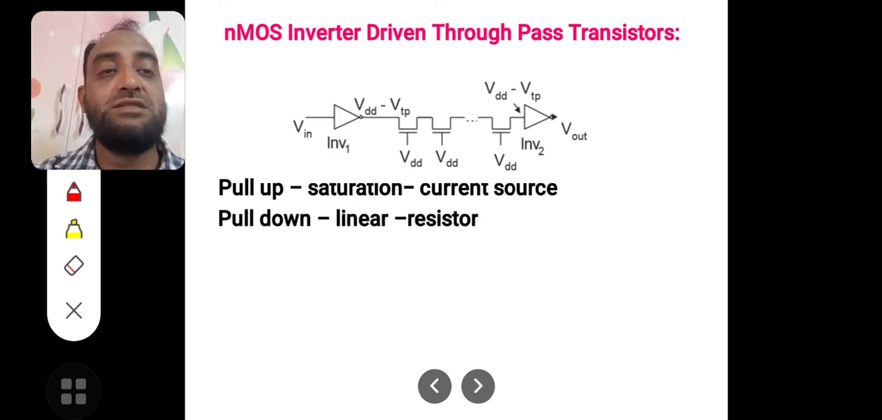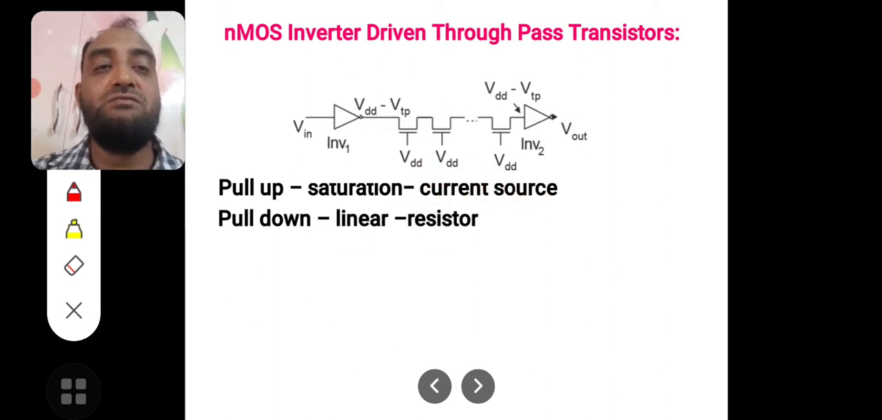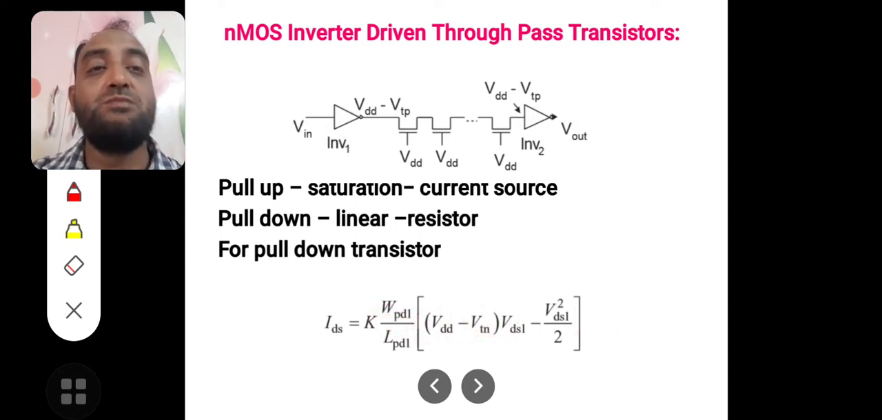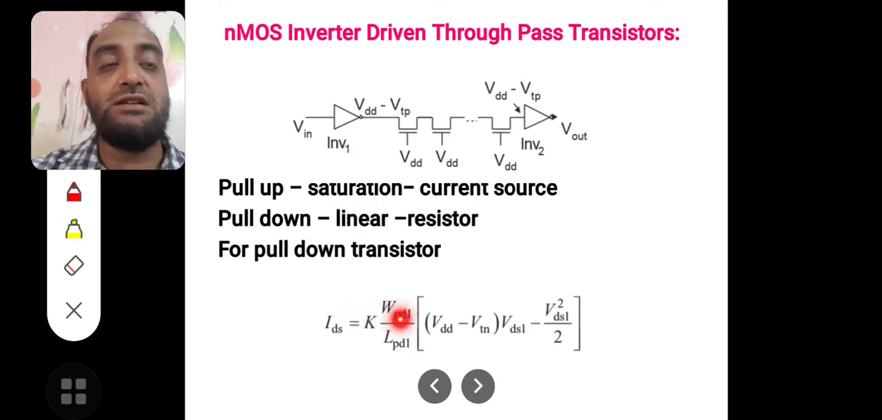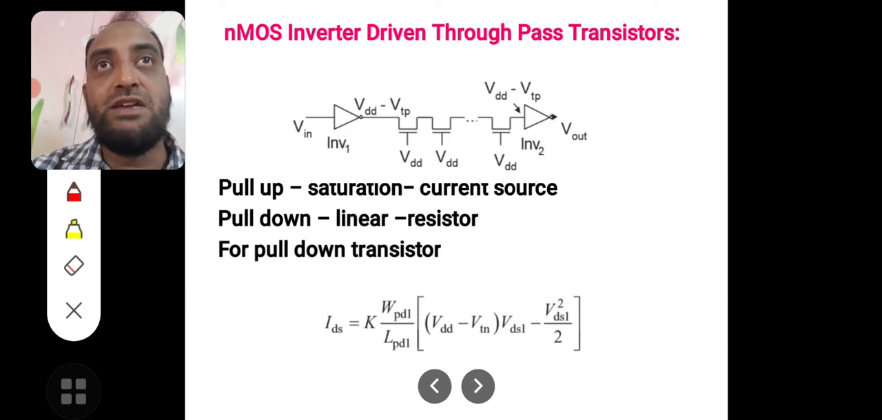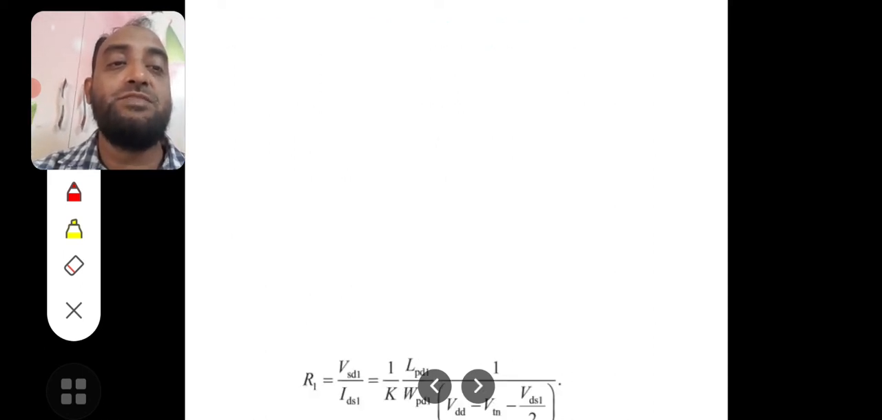The pull up device is in saturation, so it can be considered as a current source. The pull down device will be in the linear region, so it can be considered as a resistor. For the pull down device, the current equation for the linear region is IDS equal to k W by L into (VDD minus VT) into VDS minus VDS square by 2. This is the standard equation which we have learned in VLSI design as well as in the previous lectures.